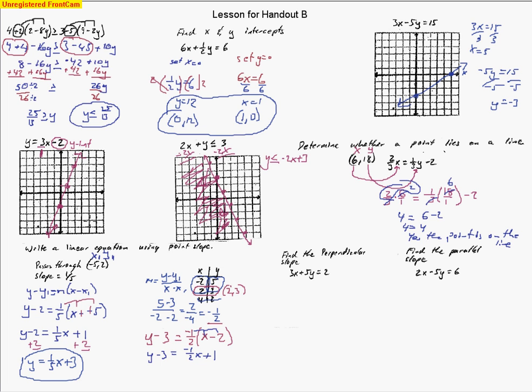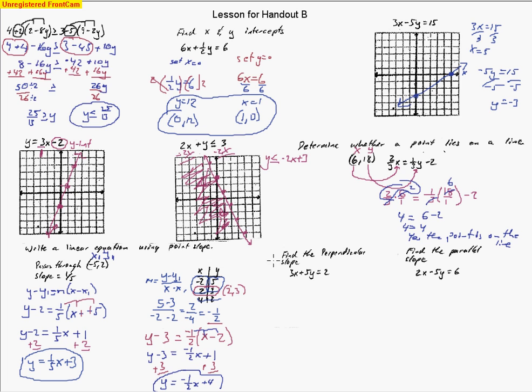So from that point, all I have to do is add that 3 to both sides. So I'm adding the 3 to the 1, and that gives me 4. So my answer is this, y equals negative 1/2 x plus 4. That would be my answer.